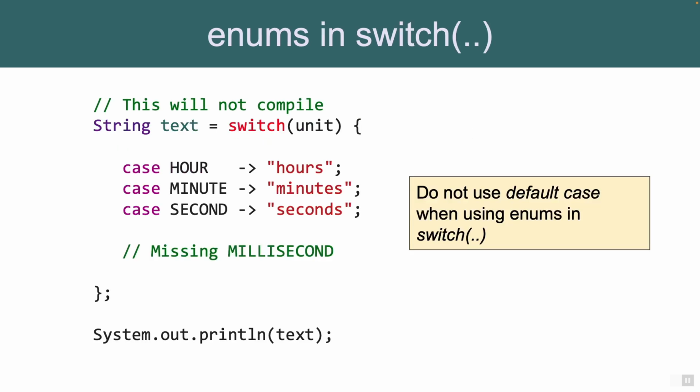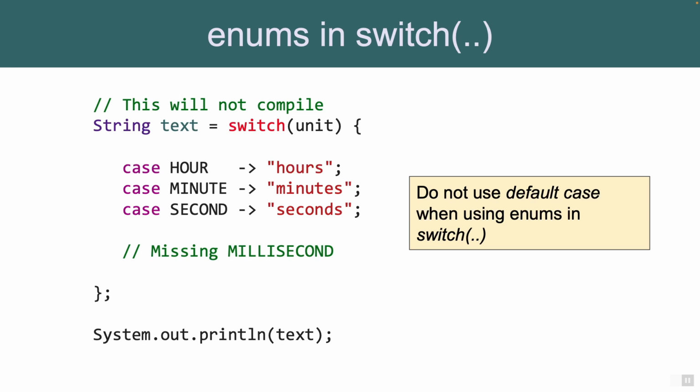Now, one important thing that we can use enums for is in switch statements and switch expressions. This is very important because when used within a switch expression or statement context, it helps in checking the completeness of the switch. For example, if you look at the switch expression out here in the slide, this is going to give a compile error because we have a missing case. Millisecond is not represented in the switch, and that's why it's not even going to compile.